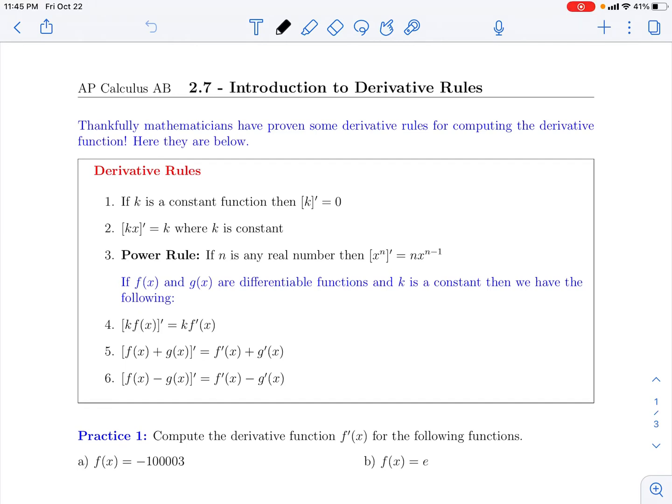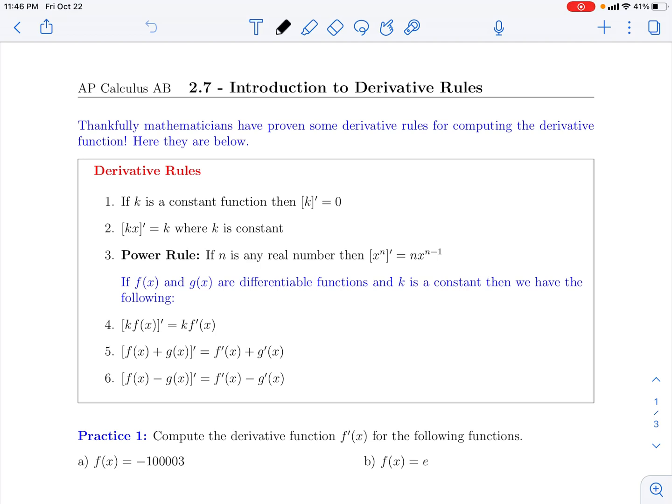Hello everyone. So today we're going to talk about the derivative rules. So far we've been computing the derivative function, or the derivative of a function at a point, using the limit definition of the derivative, right? So we had those two equivalent forms of the limit definition of the derivative at a point to find f prime of 2 for a given function f.